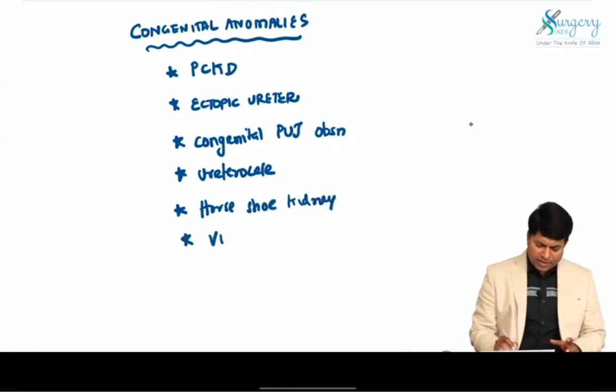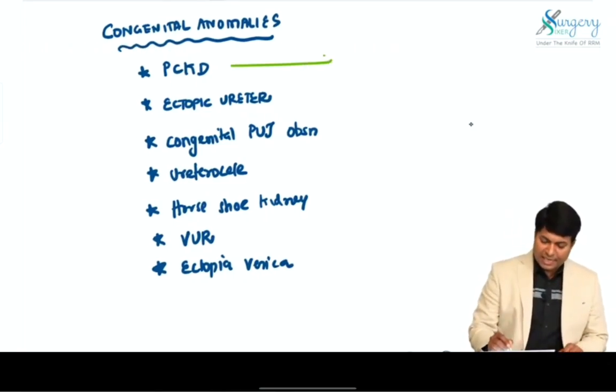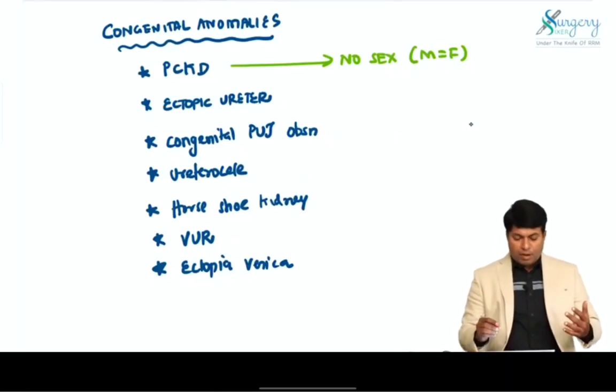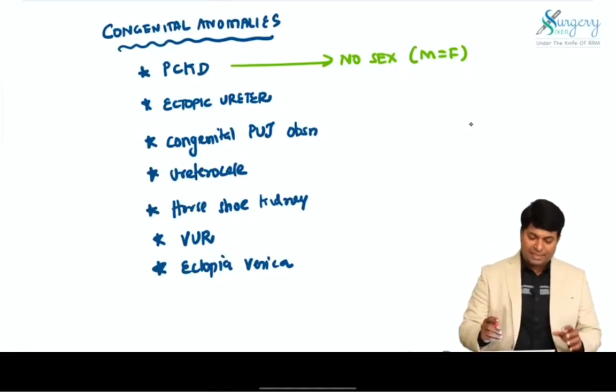So then we are going to discuss vesico-ureteric reflux (VUR) and ectopia vesicae. The first point I want to tell is that polycystic kidney disease has no sex predilection. It is equal in males and females. Most of the congenital anomalies of the kidney and urinary system are common in males, except the following.